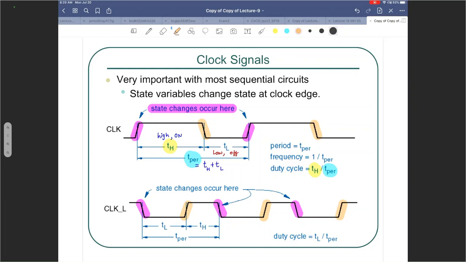But those are some aspects of a clock signal that we are using heavily in this flip-flop lecture: duty cycle, frequency, on time, off time, positive edge, negative edge. So those are some crucial elements there.